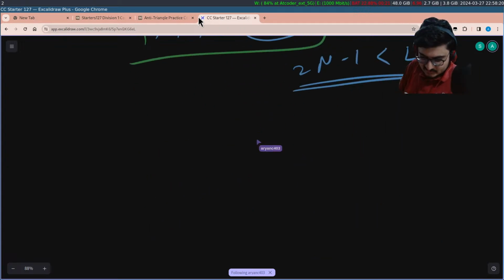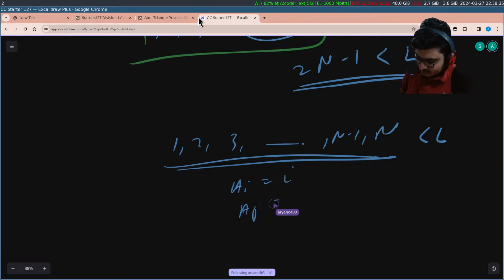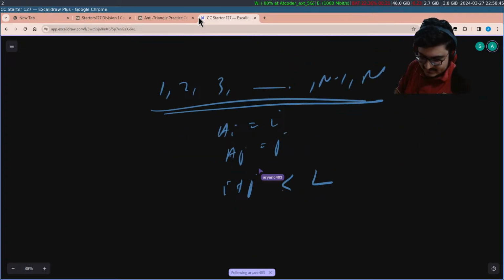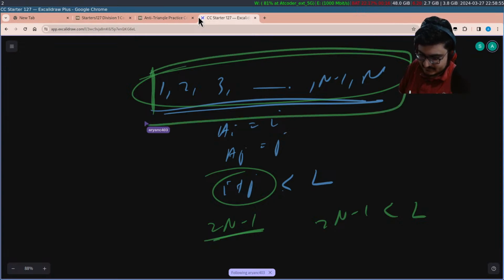There are many ideas for this problem. One solution is let's take the smallest n numbers, and this would be a valid solution. If all the numbers are at most n, then if we pick any numbers, let's say ai equal to i and aj equal to j, then i plus j should be less than or equal to L for all the numbers. The maximum possible sum you can get in this array is 2n minus 1. So if 2n minus 1 is less than L, we can also print the first n numbers over here.